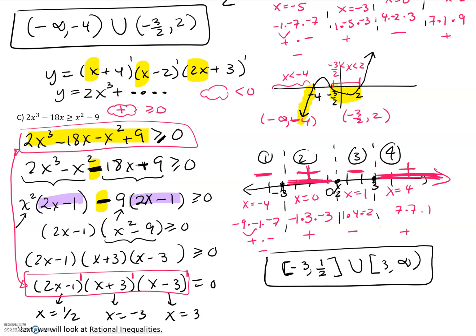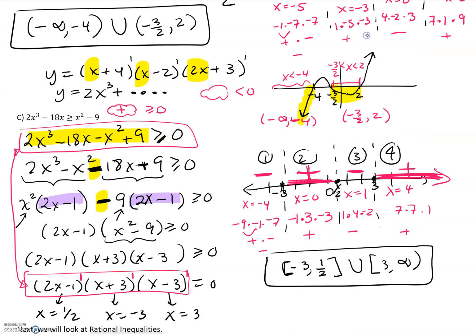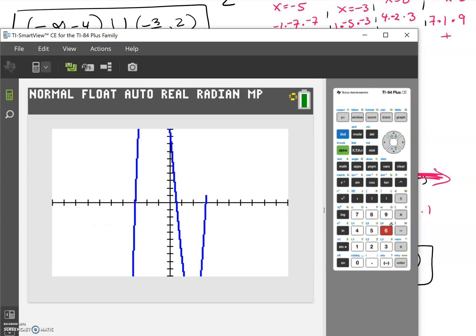And let's go look at our TI and graph this thing quickly and see how that makes sense. So I have the original inequality 2x cubed minus x squared minus 18x plus 9 put in my y equals. It's actually after I moved it to the left and made it equal to 0. Now I'm going to see when there's positive stuff happening. So I go to the graph. If I do a zoom 6, it shows it, but it's a little bit off. It looks like it goes higher up and lower down.